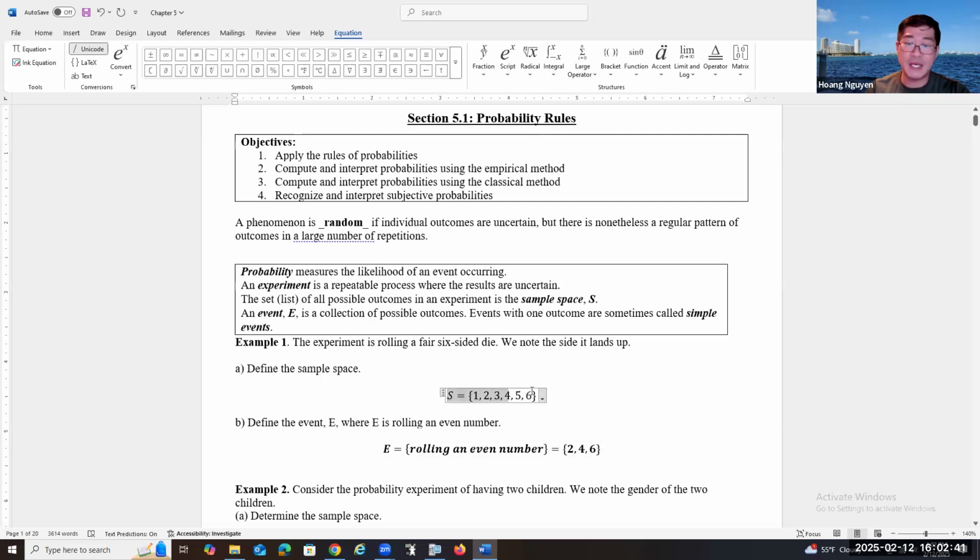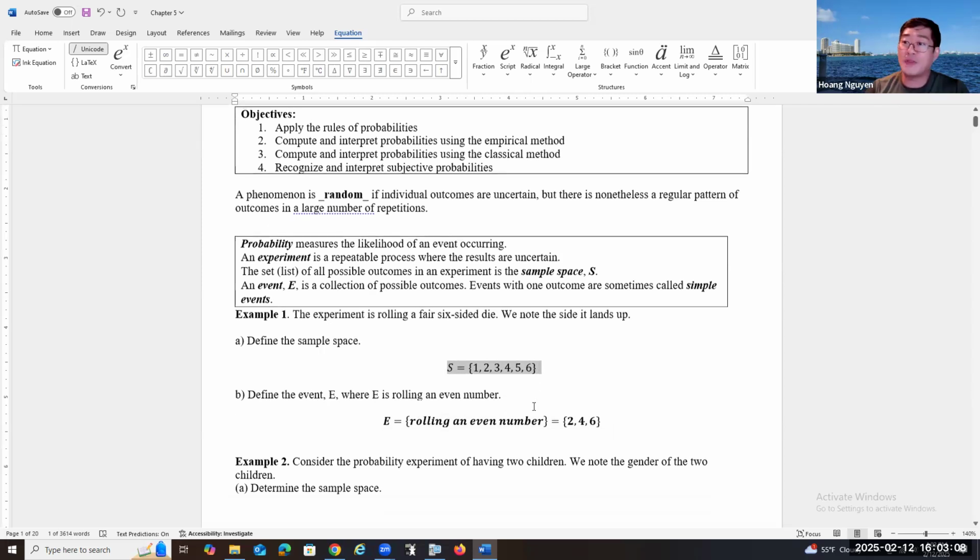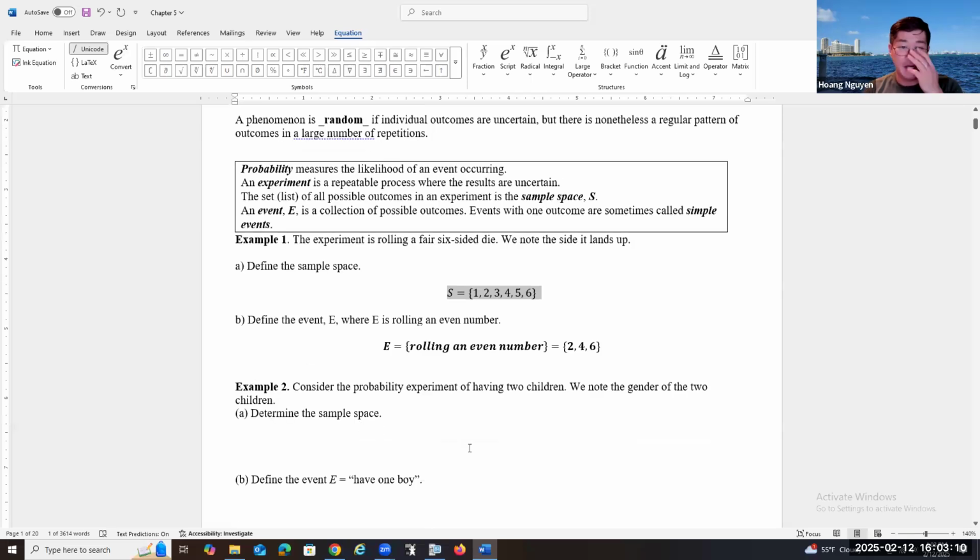Okay, so the sample space is all of the possible outcomes from an experiment. The event is the collection of the possible outcomes under the condition of that event E. So event E is rolling an even number. From the sample space, we got 2, 4, and 6. So that's going to be example number 1. I hope that gives you a better idea of the definitions for event, experiment and sample space. Now let's try another question, example number 2.